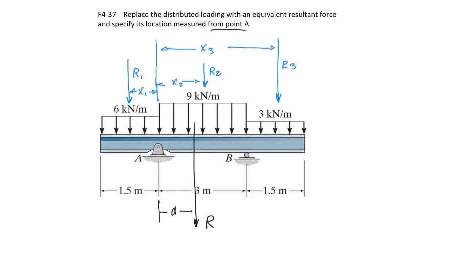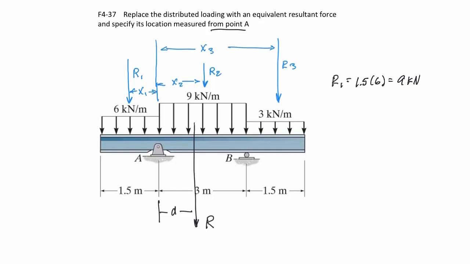First of all, let's find out what R1 is. So let's choose this R1. This is the resultant force, and this distributed load over here is modeled as a rectangle. So the resultant R1 is going to be equal to the base times the height. The base is equal to 1.5 meters, and the height is 6 kilonewtons per meter. So that is going to be 1.5, the base, times 6, which is equal to 9 kilonewtons.